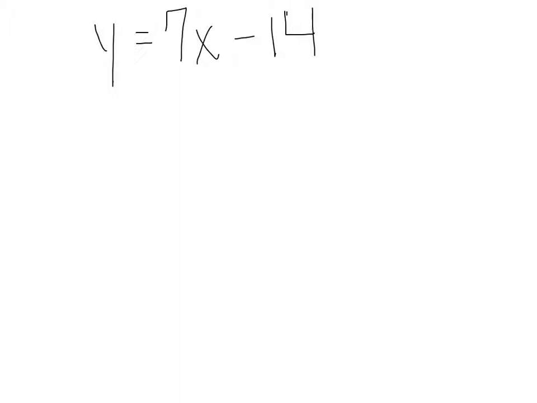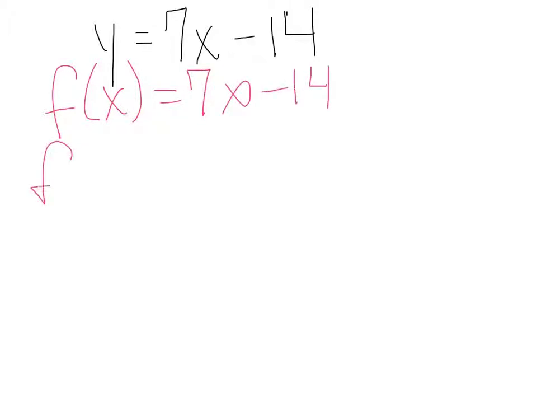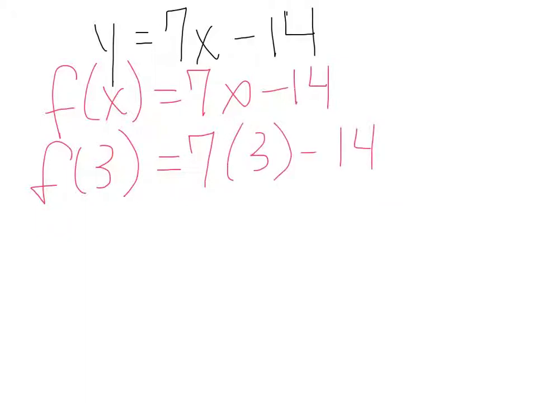How do we know when an equation is a function? Let's take this one: y equals 7x minus 14. Y can also be written as f of x. Now let's say we're trying to find f of 3. This means that you're plugging in 3 every time there's an x in the equation. So it'd be 7 times 3 minus 14, which is 21 minus 14, which is, of course, 7.